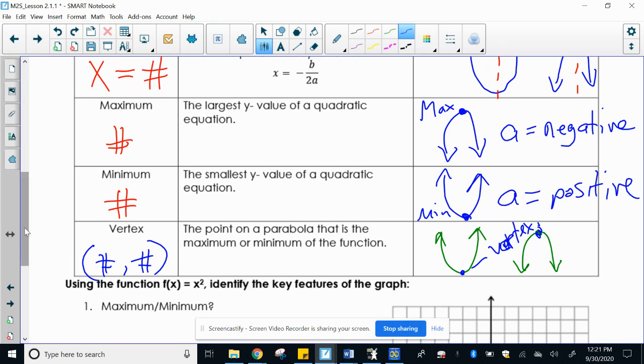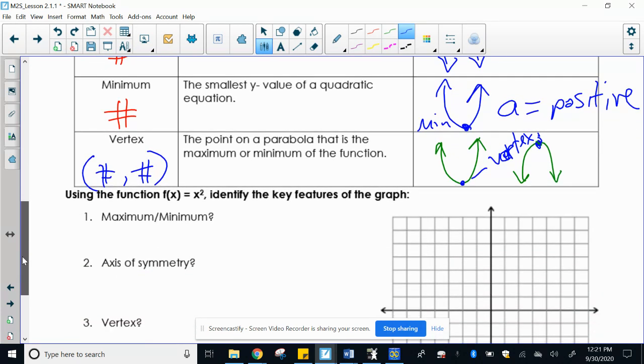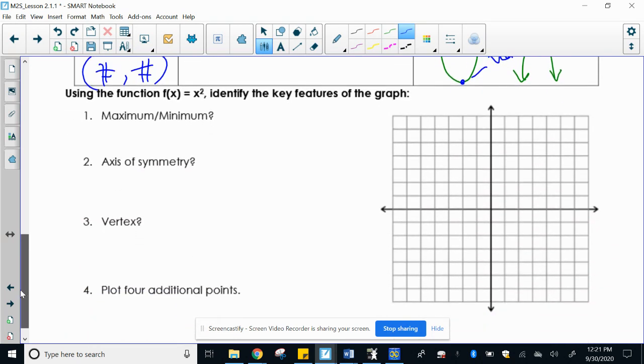So from here, we're going to start working on graphing quadratics and getting used to all of these different key features, these key vocab words. We're going to start with the simplest quadratic possible, which is just f of x equals x squared. So we have f of x equals x squared, and we're going to work on graphing that.